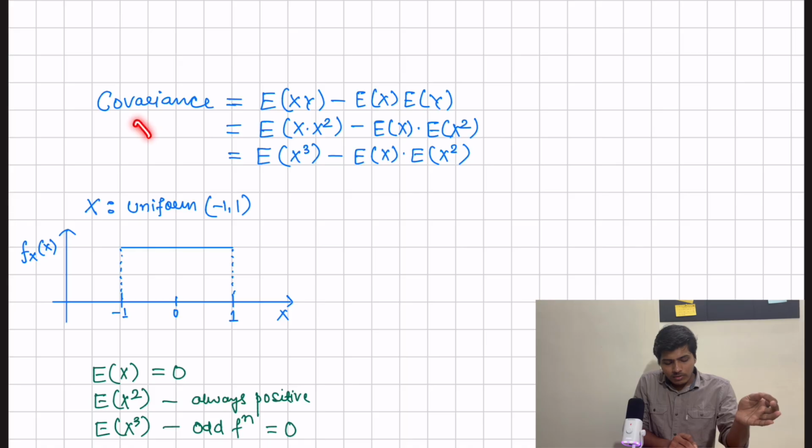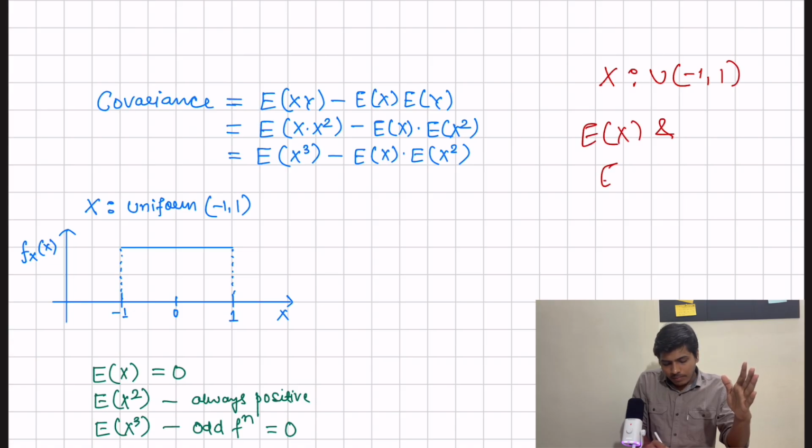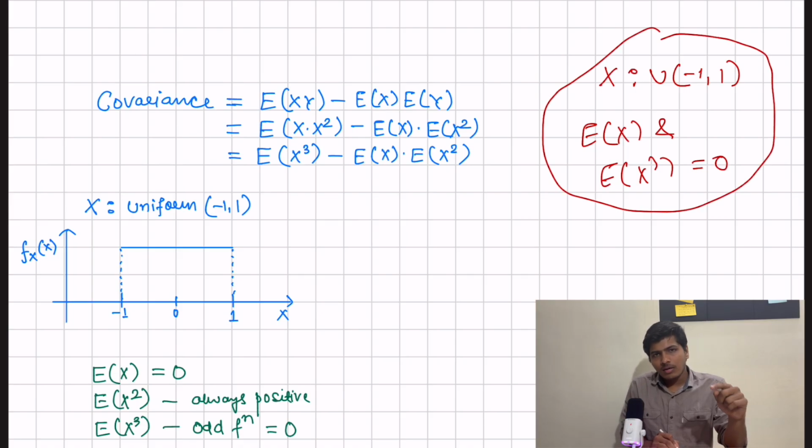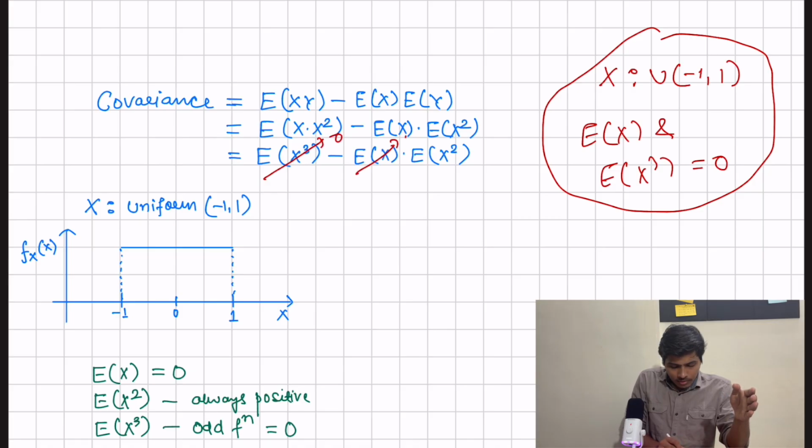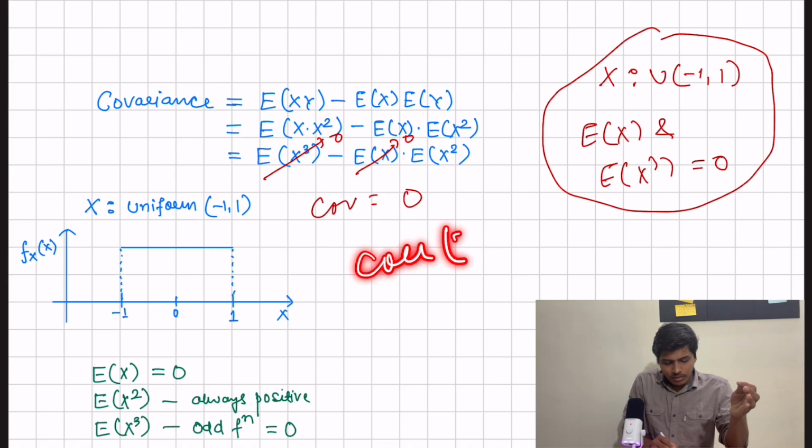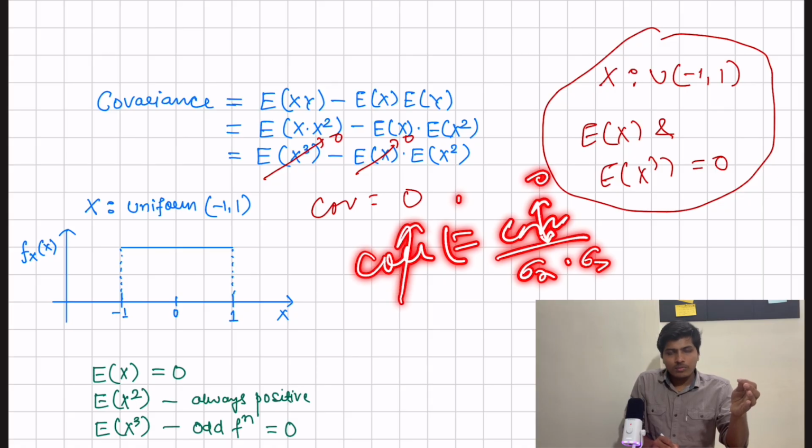So covariance of xy is equal to expected value of x cube minus expected value of x times expected value of x square. For a uniform random variable ranging from -1 to 1, expected value of x and expected value of x cube are equal to 0. If you don't know this property of the uniform random variable, then you can see the previous video in the same playlist. This will be 0 and this will be 0, hence covariance will be equal to 0. In this way we can say that covariance between x and y is 0, and hence correlation will be equal to covariance divided by sigma x times sigma y. Since covariance is 0, correlation will also be 0.